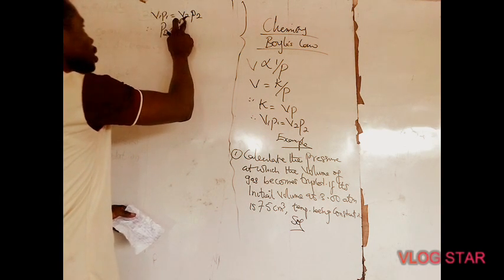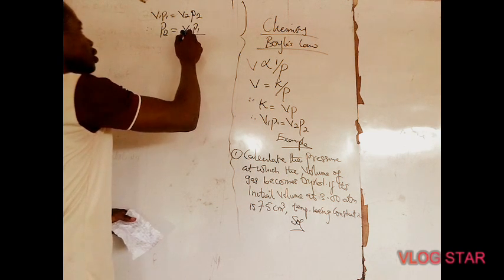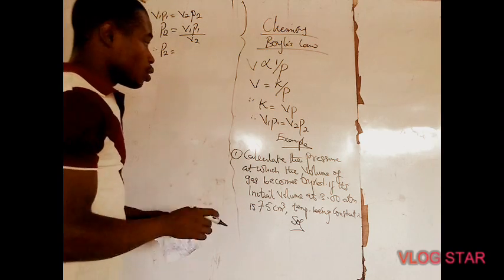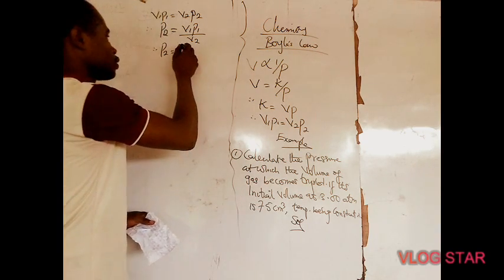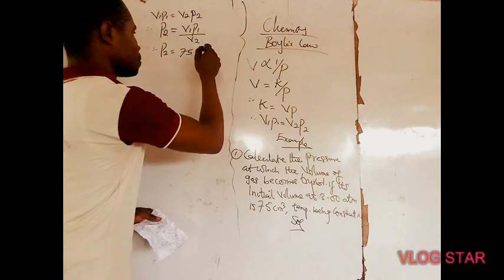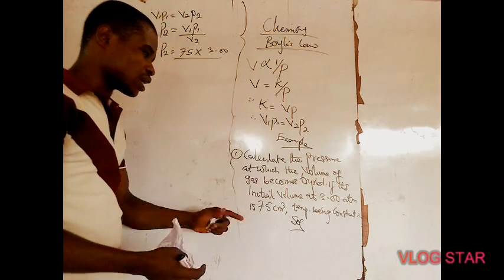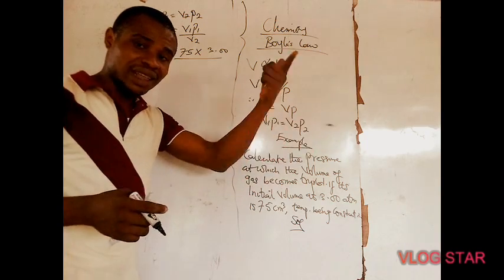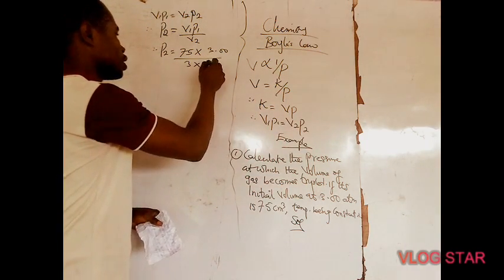Here you divide both sides by V2 to give you V1 P1 all over V2. Therefore, we have P2 equal to, what is our V1 from the question? The initial volume, which is 75 cm3, times the pressure P1, which is 3.00, all over V2. What is our V2? The volume of the gas becomes tripled, that is 3 times the initial volume of the gas, and that is 3 times our V1.